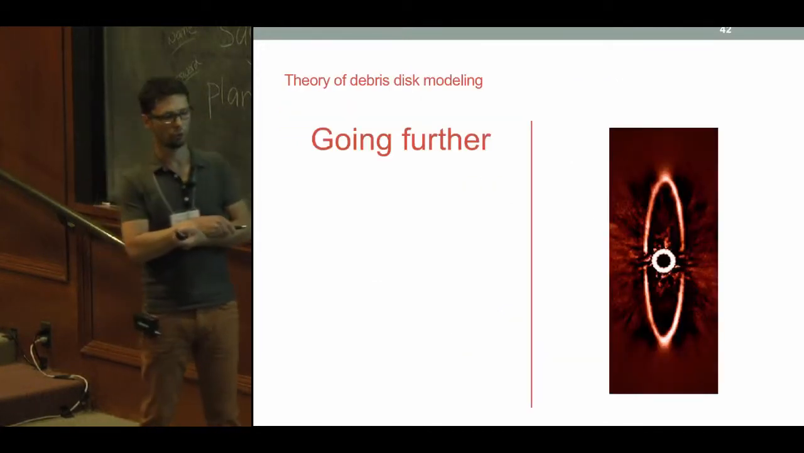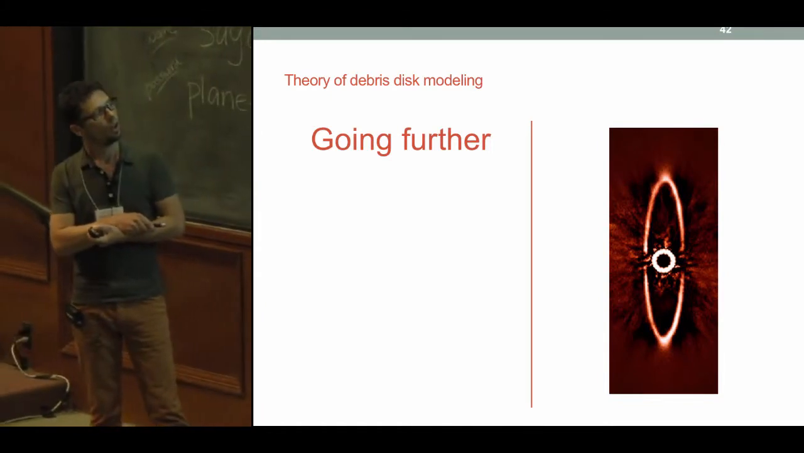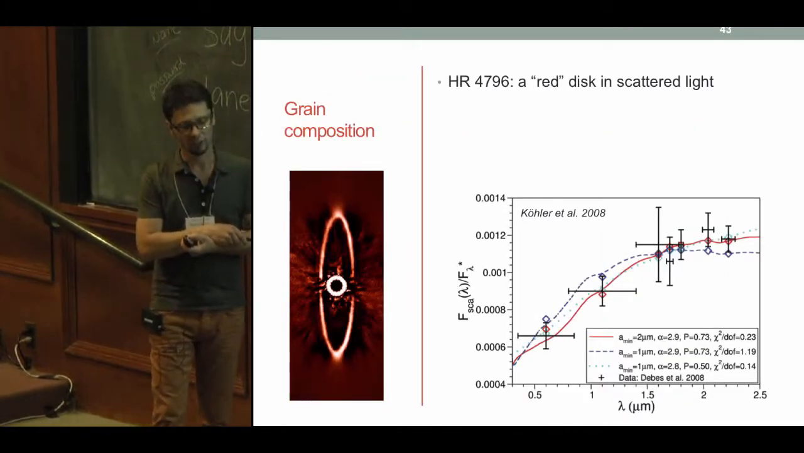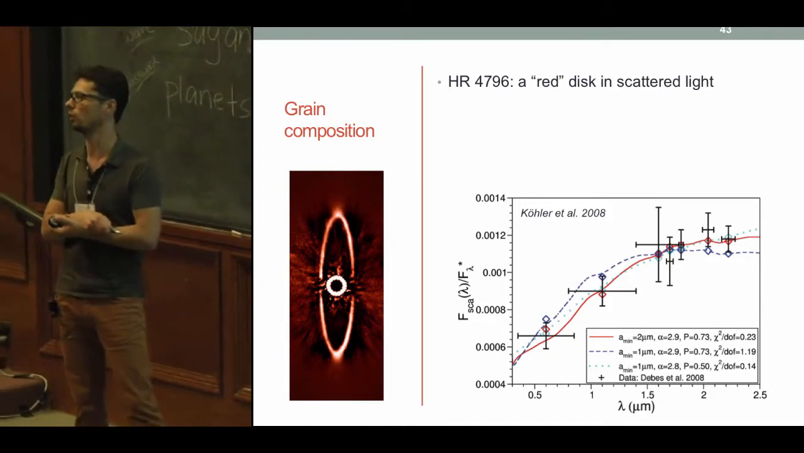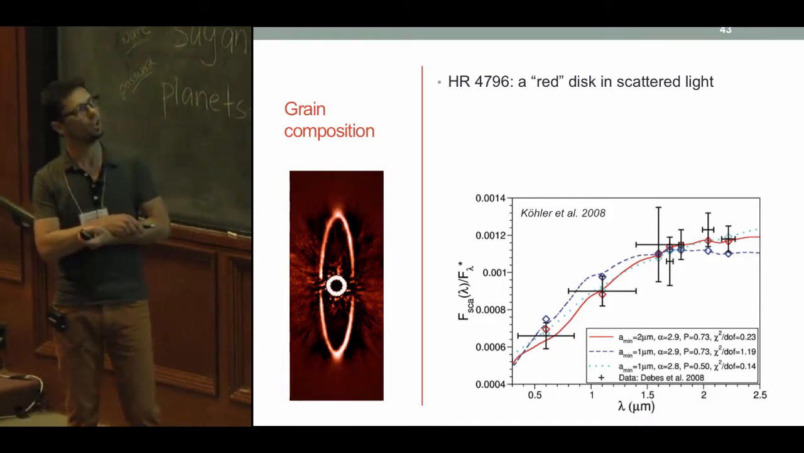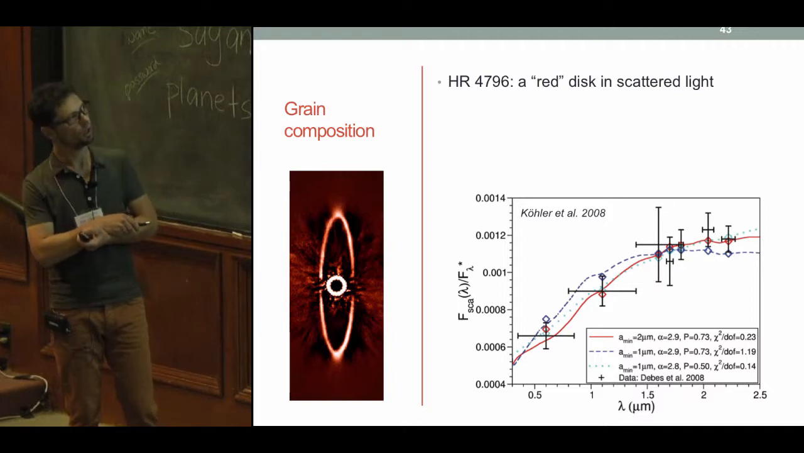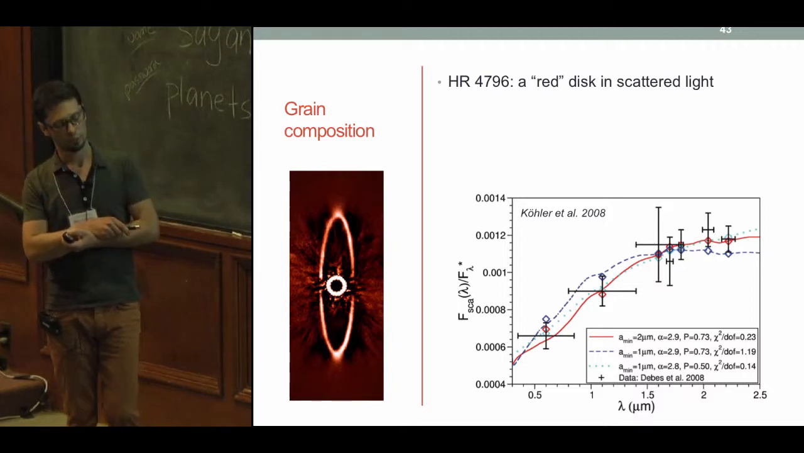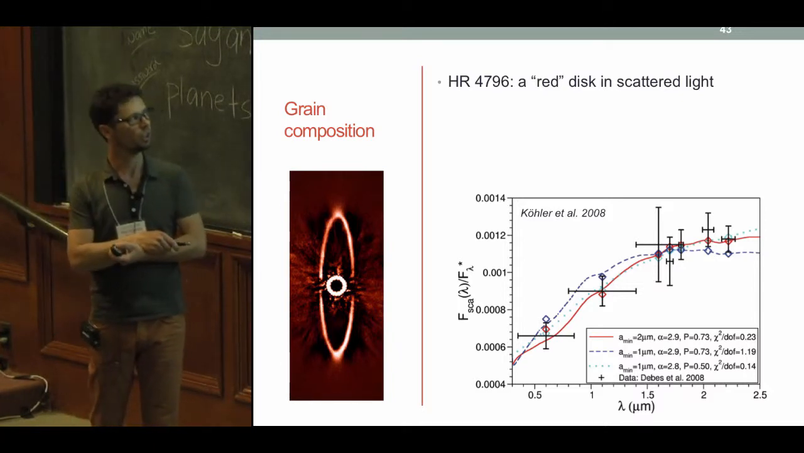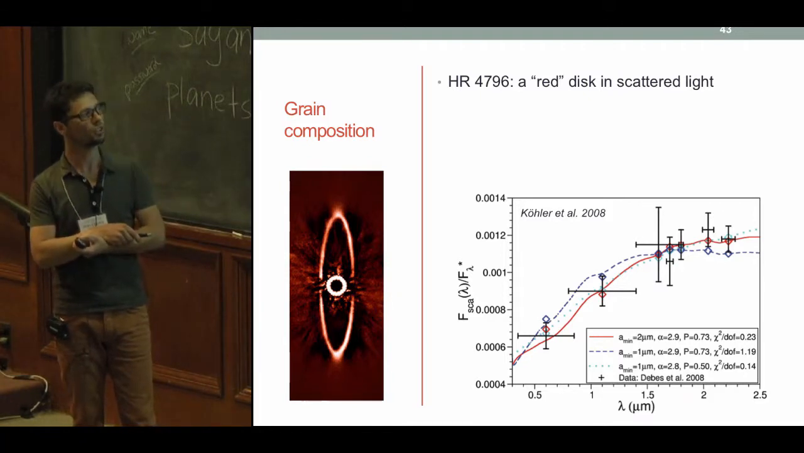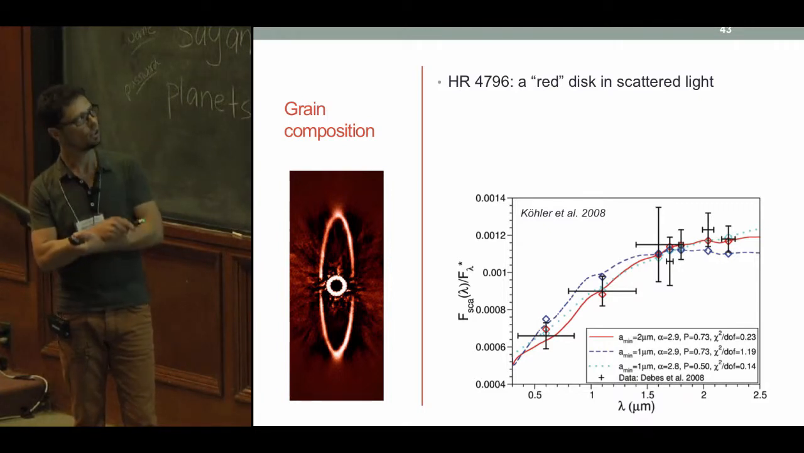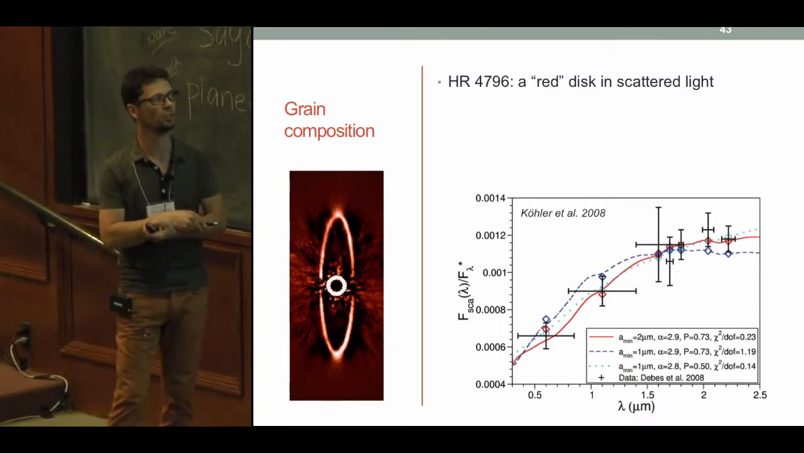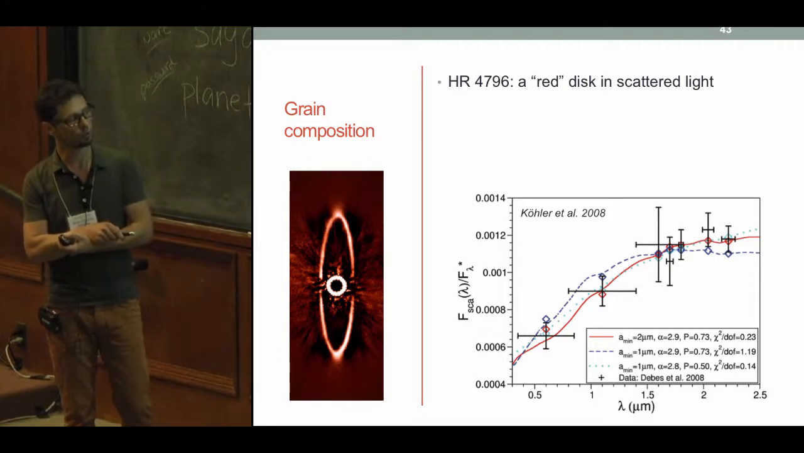Okay, how to go further? One thing is that you may believe that, okay, we understand everything about the grain composition of the debris disks. This is not necessarily true. So far, I've been mostly talking about thermal emission. Here, I'm talking a little bit more about scattered light. This is the fraction of the light which is scattered as a function of wavelength for this particular system, HR 4796, from the visible to the near-infrared.